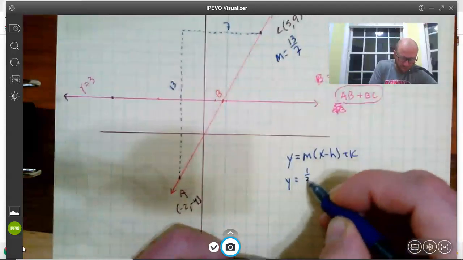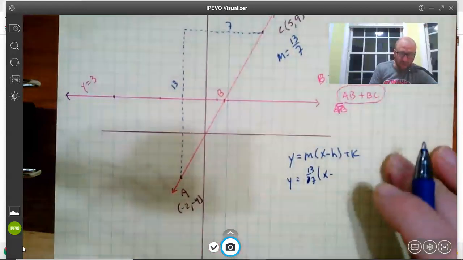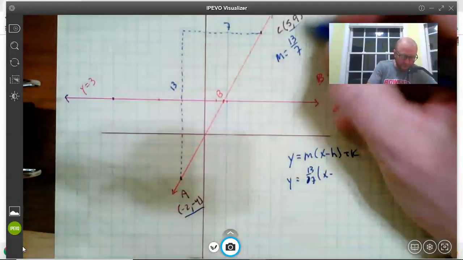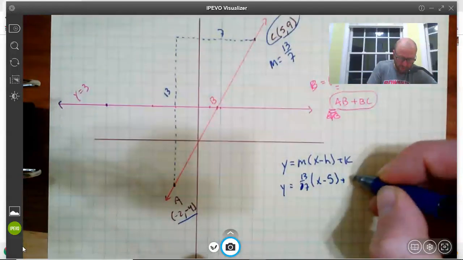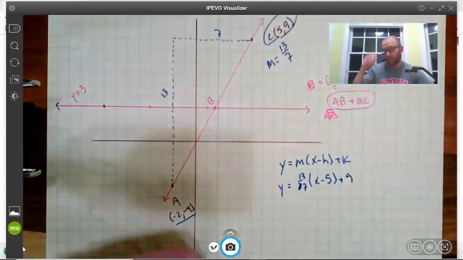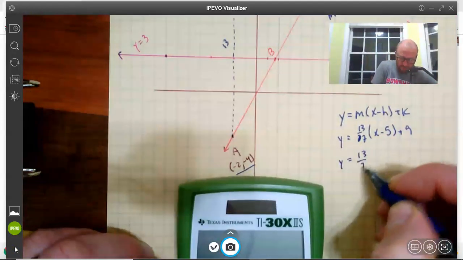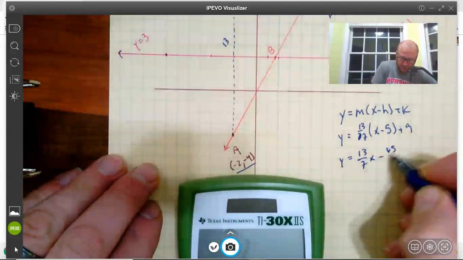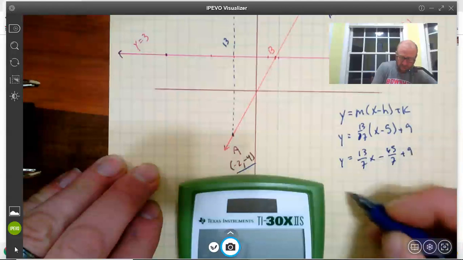So y equals 13 over 7 times (x minus, let's pick a point down here, let's pick this point) x minus 5, plus 9. Okay, I don't need to get my fancy fraction calculator out. Okay, so let's see. y equals 13/7 x minus 65/7. That's okay. 13/7 times negative 5, plus 9.